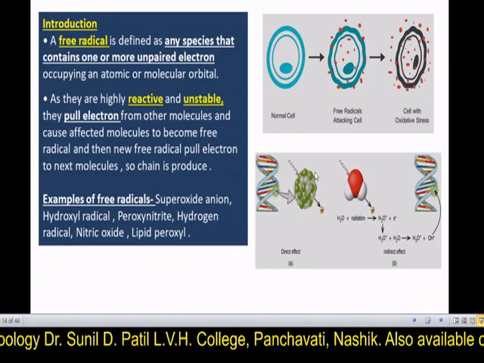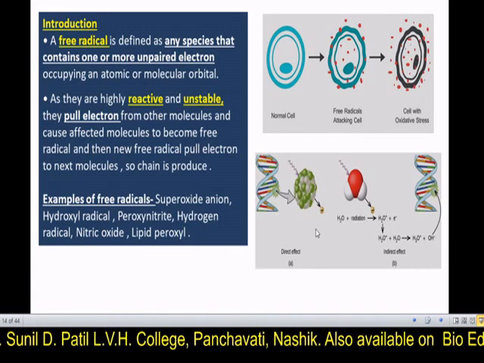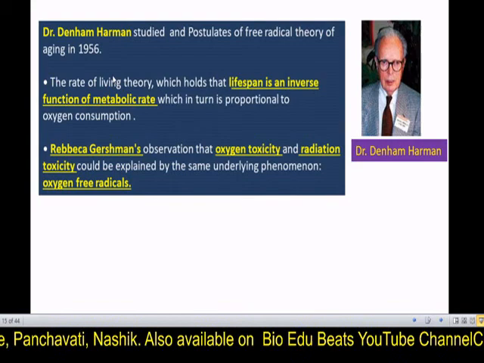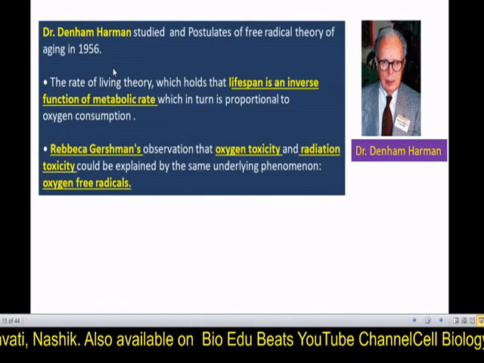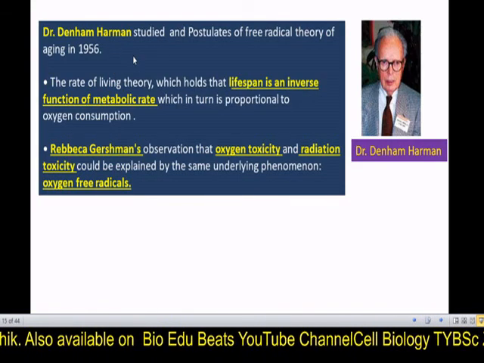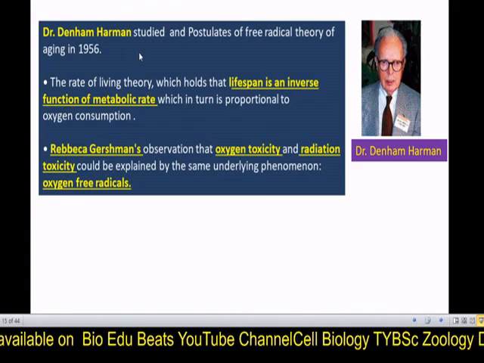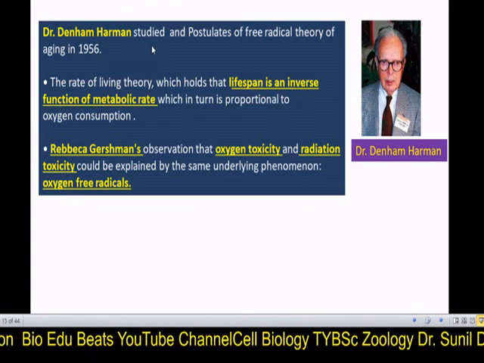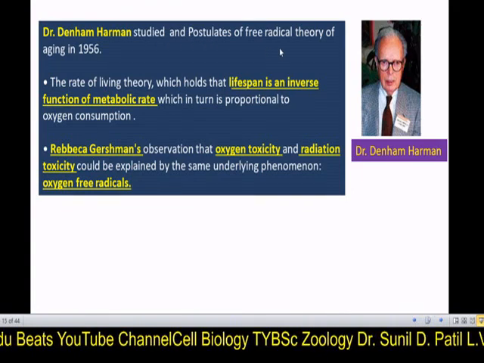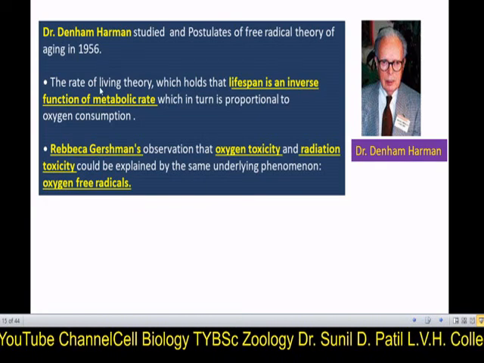DNA produces imbalanced proteins. So it is one of the effects. Then we are going to see in detail what Dr. Herman studied, the postulate of the free radical theory in 1956.